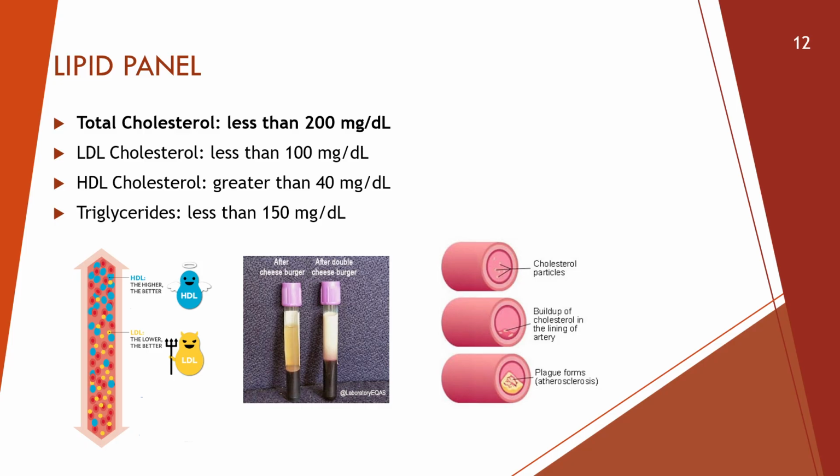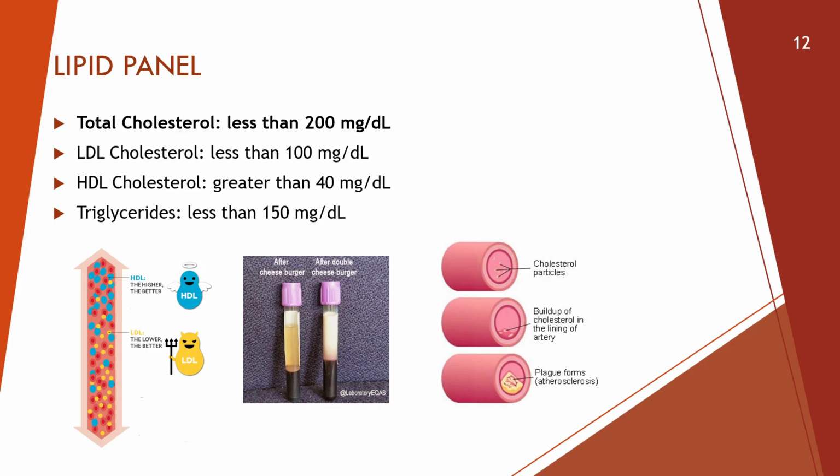The lipid panel will look at the cholesterol levels. And as you can see, the total cholesterol is in bold letters, which means you need to memorize this value. So the total cholesterol should be less than 200, and it's going to be the average of your LDL, HDL, and triglycerides. The LDL is known as the bad cholesterol, and we want it to be less than 100 because it contributes to fatty buildup in arteries.